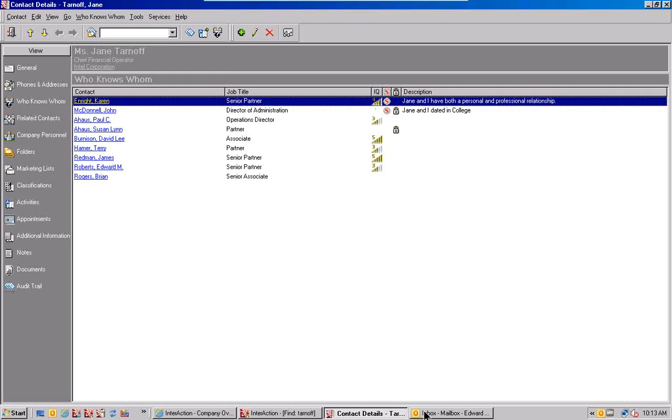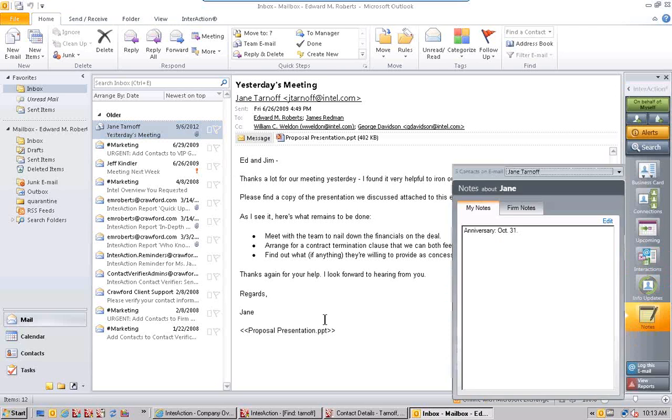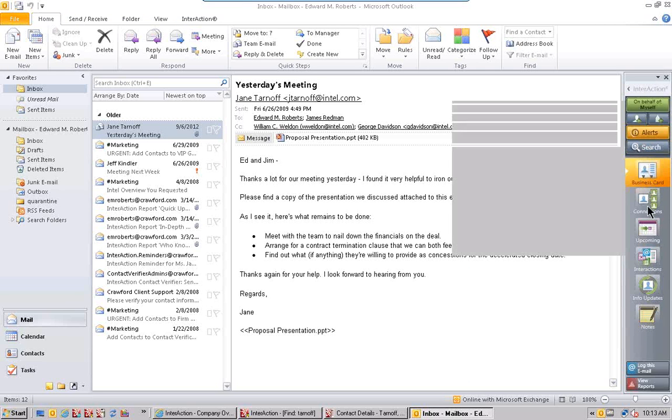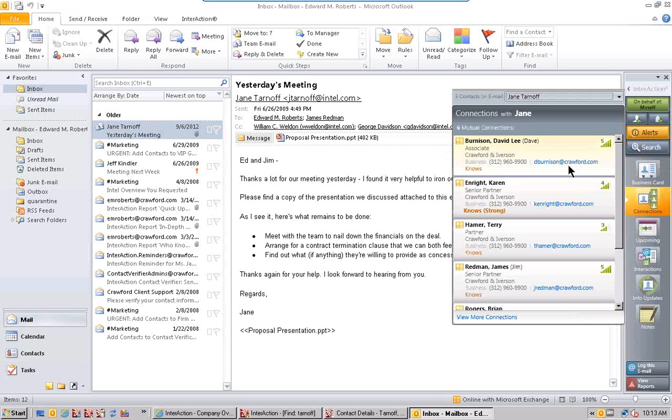And last but not least, when I'm looking at my Outlook, this is my interaction for my Microsoft Outlook panel on the right-hand side. And if I receive an email from Jane, or whether I search for a contact, if I receive an email, I can just hover over her connection, and in the flyout, I can instantly see who has the strongest relationship strength with Jane.